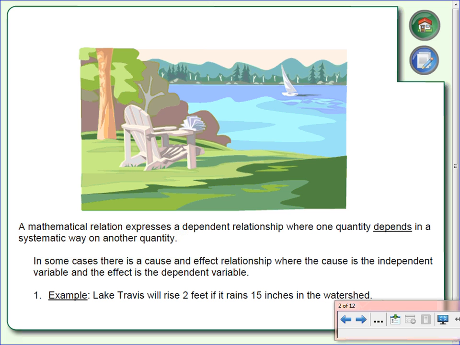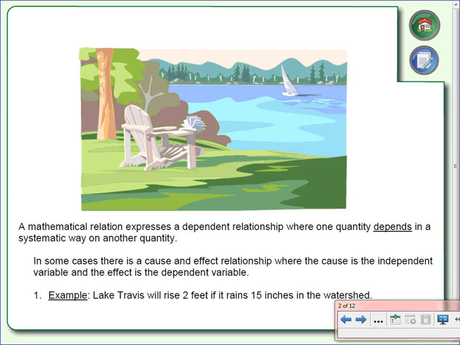Okay, right now we're on the page relation and dependency, which is the one that looks like this right here. You'll notice right below the picture it says that a mathematical relation expresses a dependent relation where one quantity depends in a systematic way on another quantity. So, in some cases, there is a cause and effect relation where the cause is the independent variable and the effect is the dependent variable. And I'm going to give you a couple of examples so you can see what exactly they're talking about.